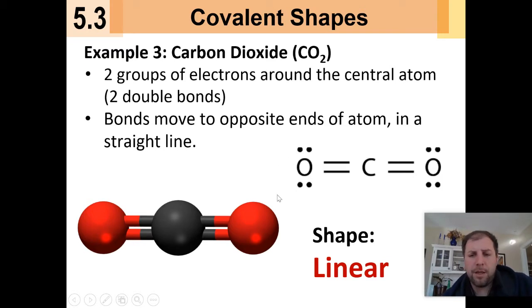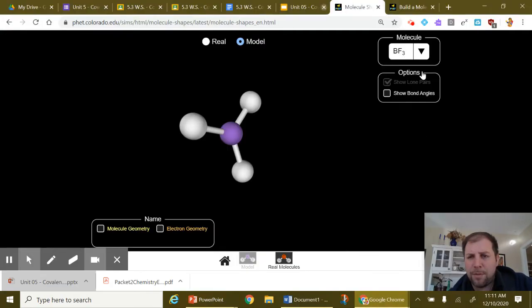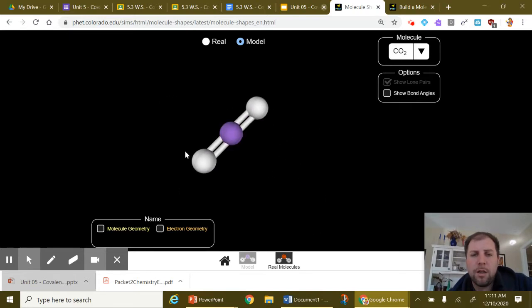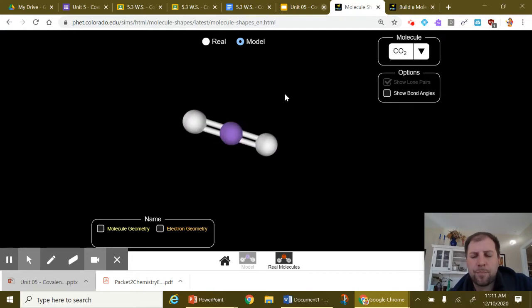Linear shape. Again, there's only two things going on around this central carbon. There's a double bond on one side and a double bond on the other. So they will move to opposite sides of the carbon. I know for a fact they have something like that here. Let's take a look. Carbon dioxide. Great. So take a look. A double bond and a double bond. These guys are going to be on opposite sides of the central atom. And if you try and move one, the other moves as well. If you try and get them closer, the other one will space out again. They are linear shape.